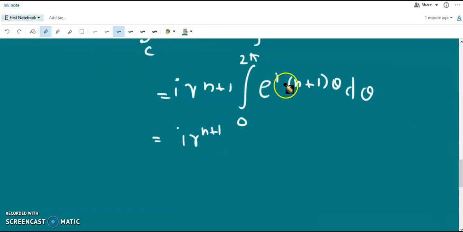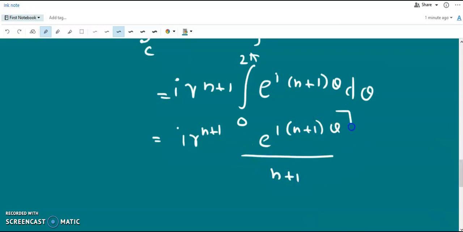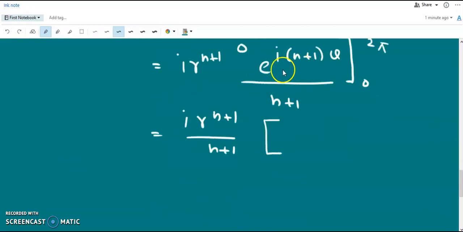So the integral of e to the power i (n plus 1) theta is e to the power i (n plus 1) theta divided by n plus 1. So we have to apply the limits 0 to 2 pi over here. So we have i r to the power n plus 1 divided by n plus 1, applying the limits: e to the power i 2 pi, that is e to the power 2 pi i, is 1, e to the power 0 is again 1, 1 minus 1 is 0. Because 2 pi is the period of this function, e to the power 0 is equal to e to the power 2 pi i.